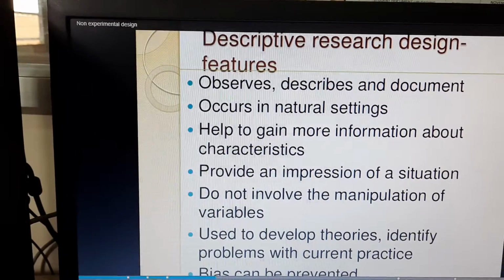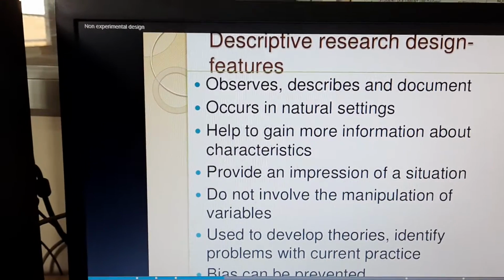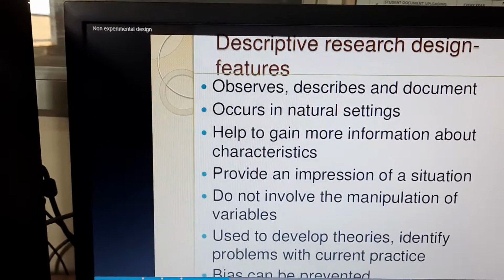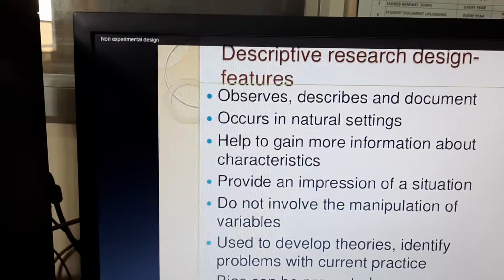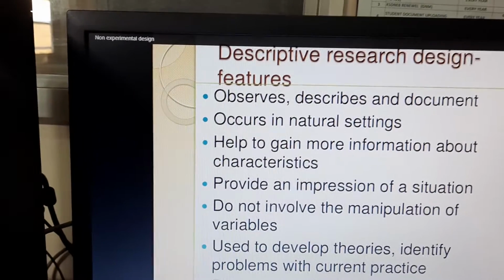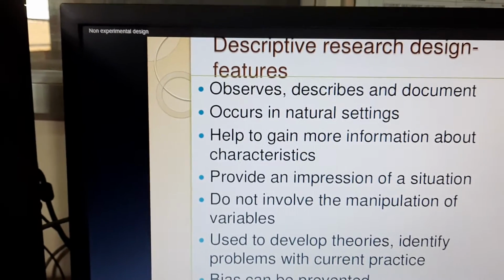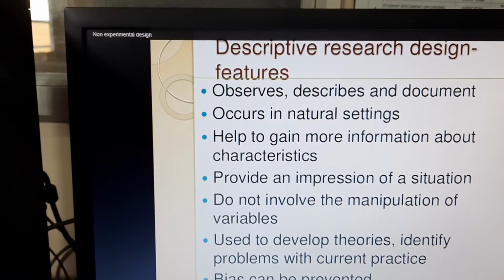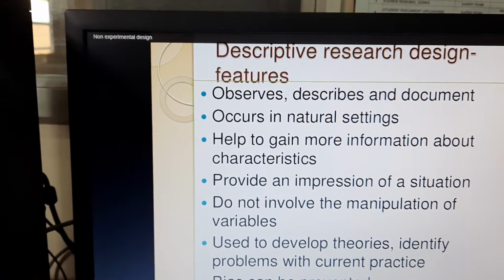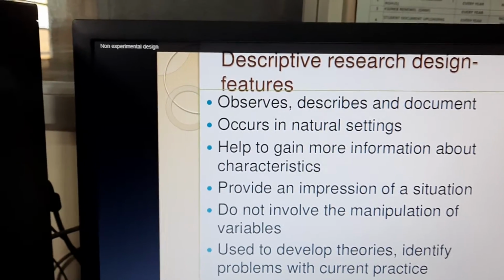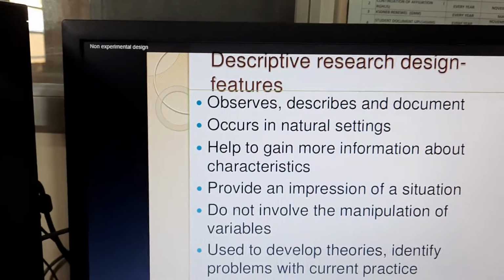Descriptive research design observes, describes and documents. We should only describe what we are observing, and we have to write that in the documentation. It occurs in natural settings. Only in natural settings can we do the descriptive study, and in that we cannot do any manipulation. We should not do the manipulation.